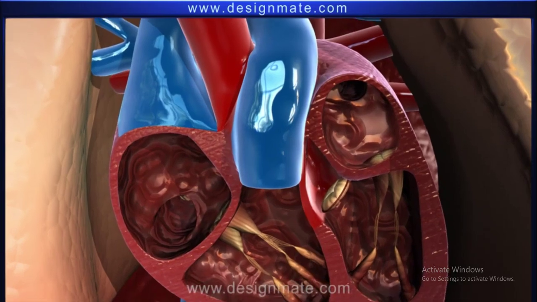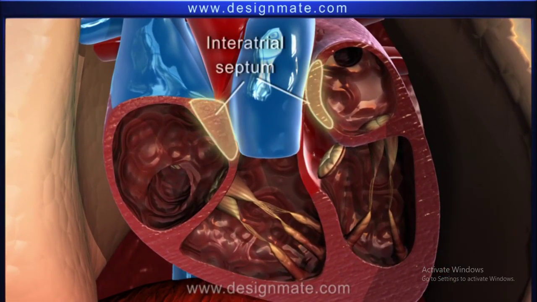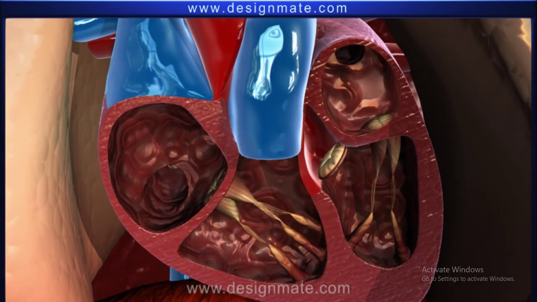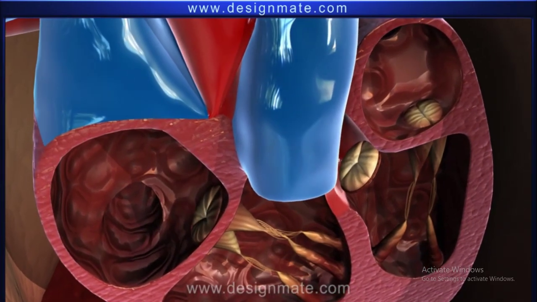The two atria are separated by the interatrial septum and the ventricles are separated by the interventricular septum. There are valves in the heart.